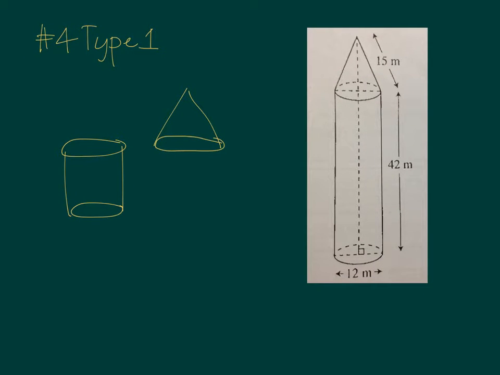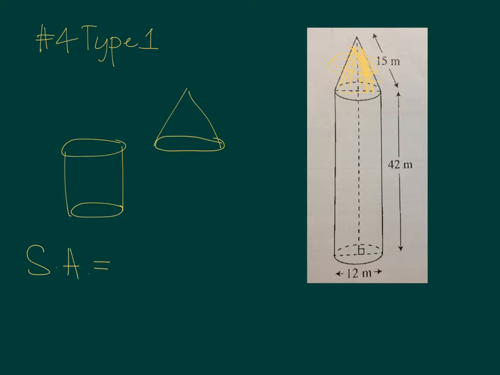We know that the lateral height, the slanted height of the cone is 15, and then we have the height of the cylinder to be 42 and the diameter to be 12. Okay, so for us to find the surface area, that means we have to find this surface of the cone.